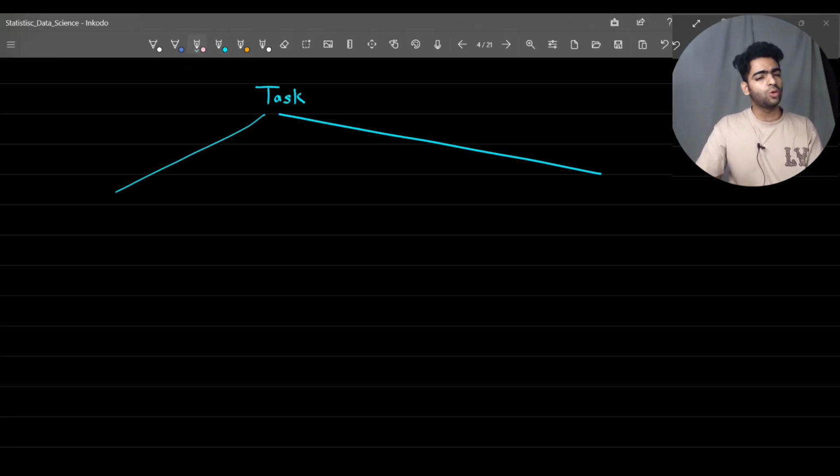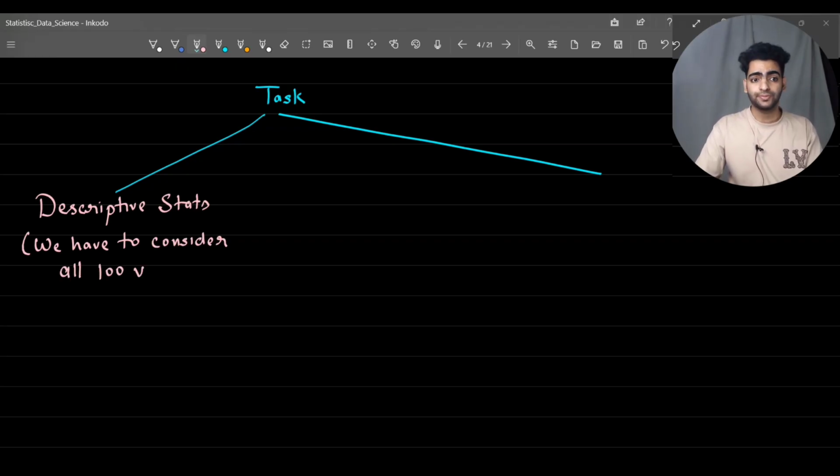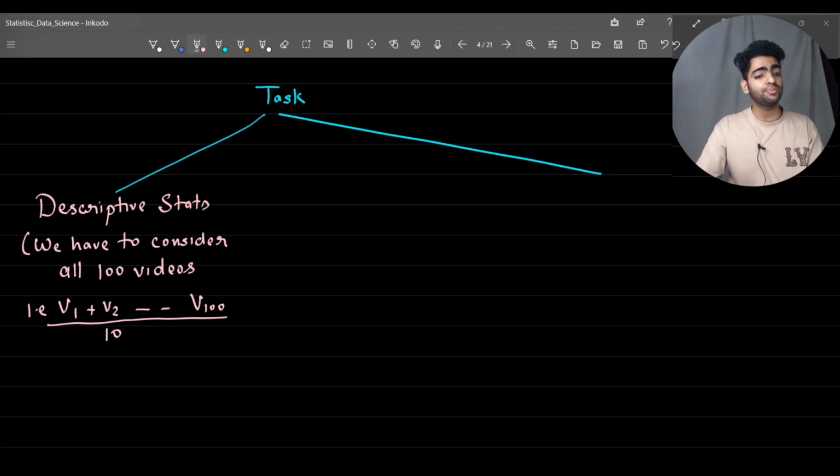You can think of using both. If you're using descriptive statistics to solve the task, all you have to do is consider all your videos, that is, consider all the data. We have the data of 100 videos, and we compute the average views of all 100 videos using this simple formula.